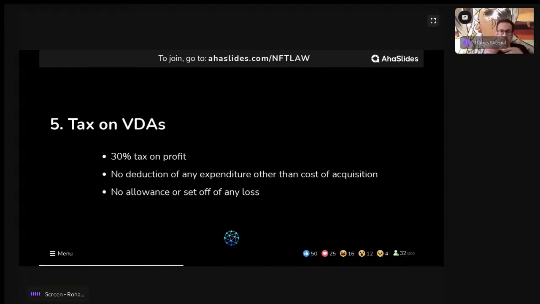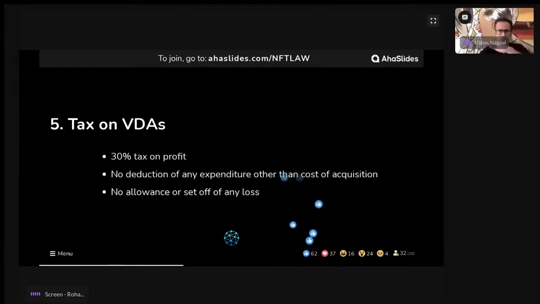And the second point is there is no deduction of any expenditure allowed. So let me give you an example. Suppose I am manufacturing pens. To make the pen, I have a lot of different costs that come into the picture. I deduct that cost and then my profit is calculated and I pay tax on that. But when it comes to a VDA, like a cryptocurrency, you are not allowed to deduct these costs other than the cost of acquisition. So if I buy a cryptocurrency for 1 lakh and I sell it for 2 lakhs, I'm only allowed to claim that 1 lakh rupees as my cost.